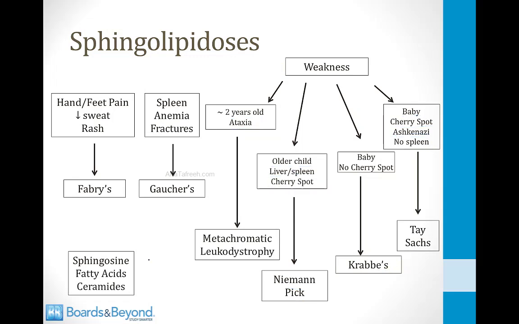And then finally, at the bottom left of the screen here are some key words for you to remember. Remember that all the structures that are abnormally metabolized in these disorders contain sphingosine and fatty acids, and they are all derivatives of ceramides. Many times on step 1 of the boards, they simply want you to know the type of molecules that are involved, so knowing these 3 keywords can be very helpful.